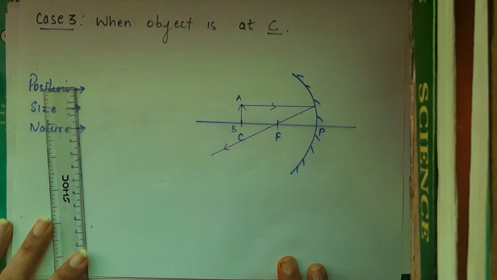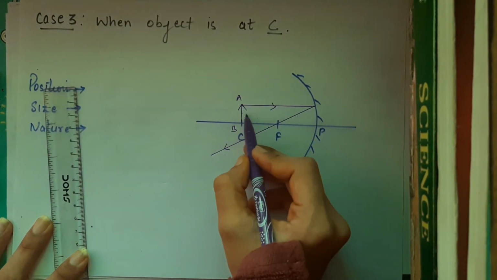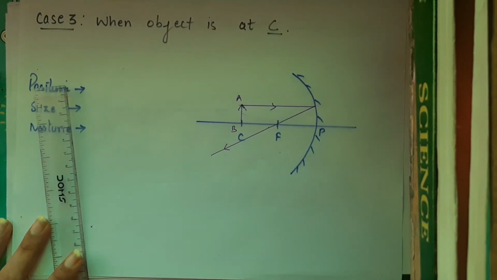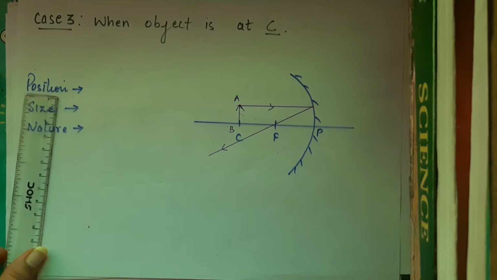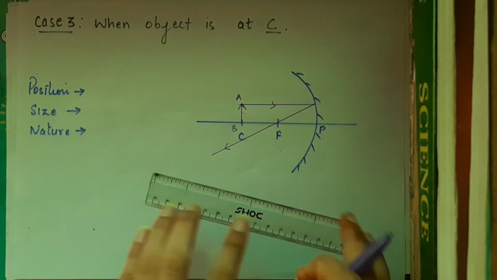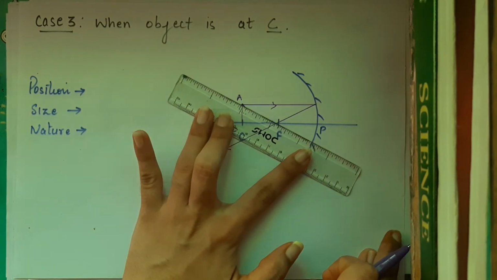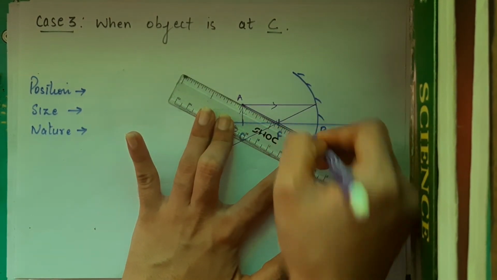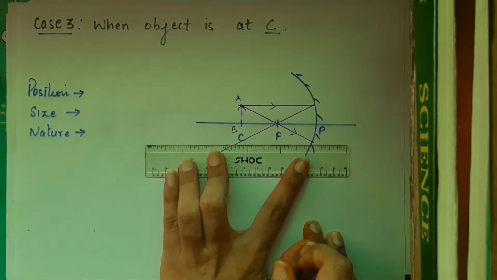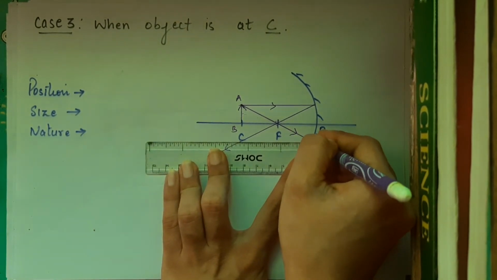So I can do one thing, right? I can take the ray of light passing through the focus. You know from rule number 2 that the light ray passing through the focus goes parallel to the principal axis, right? So let's do that. Let's draw the light ray passing through the focus. Mark an arrow and it reflects back parallel to the principal axis. So that's what I am doing.